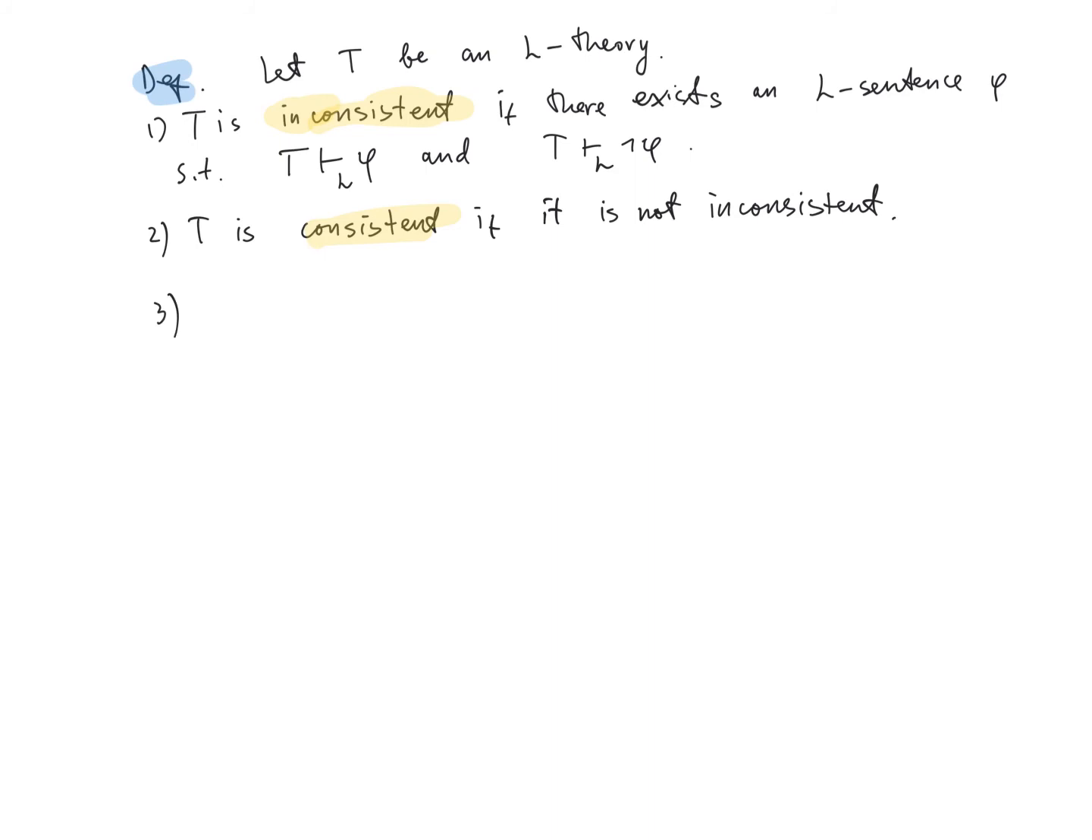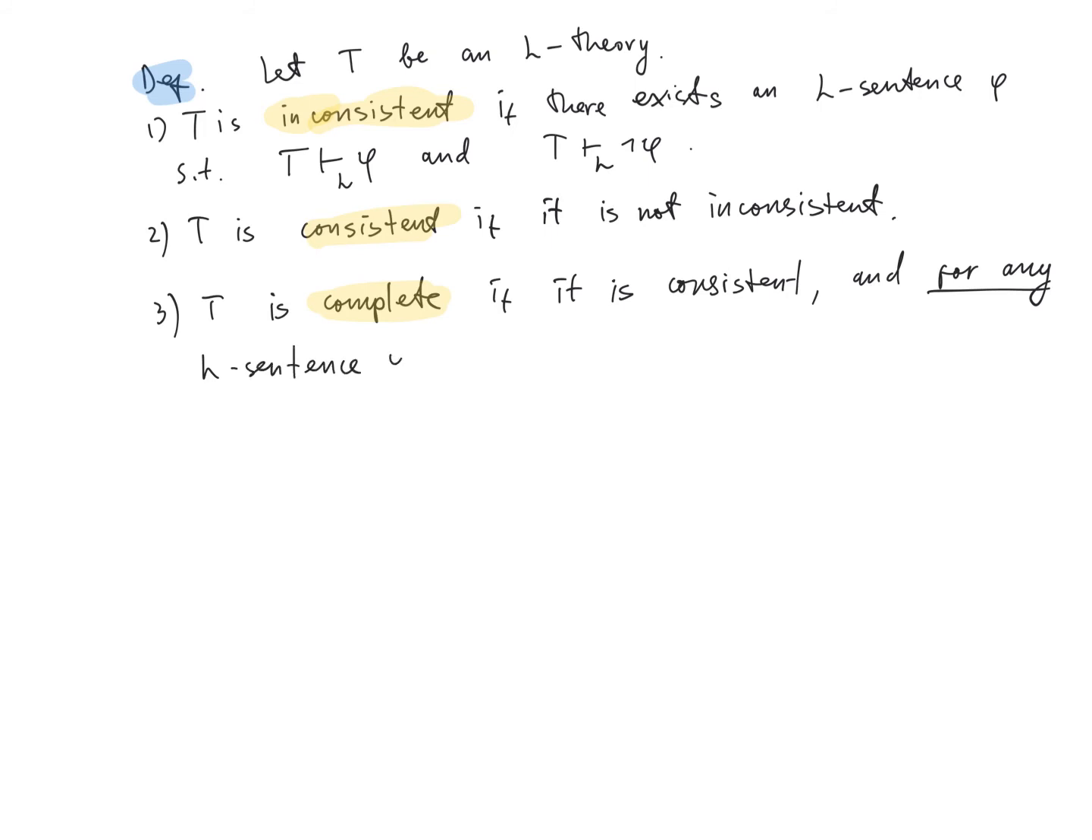And we will also say that the theory T is complete if it is consistent and for any L sentence phi, we have that either T proves this sentence phi or T proves the negation of phi.